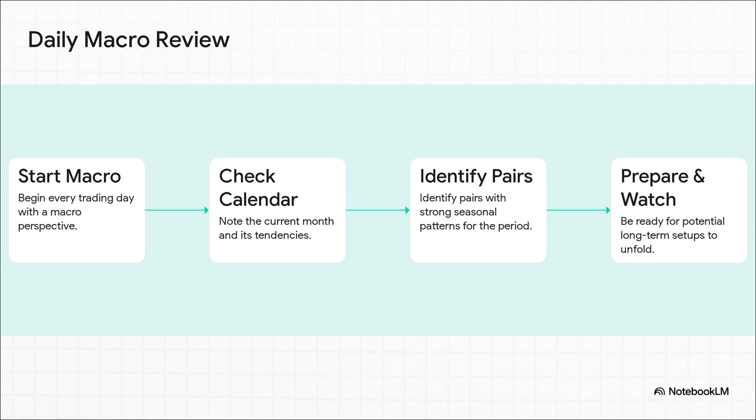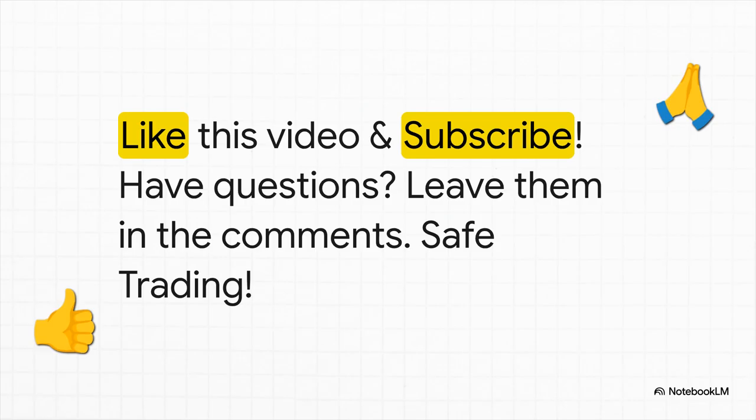So for example, when March rolls around, you already have notes telling you to be looking for strength in the pound, the Aussie, and the Kiwi against potential dollar weakness. This keeps you prepared for these major, long-term setups way before they unfold. So there you have it, a peek behind the curtain at the market's hidden calendar. And the real question is, now that you know about these tendencies, are you ever going to be able to look at a chart in March or June the same way again?